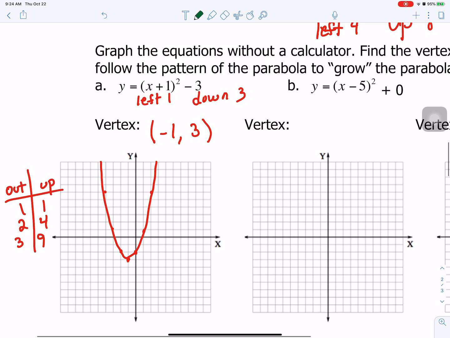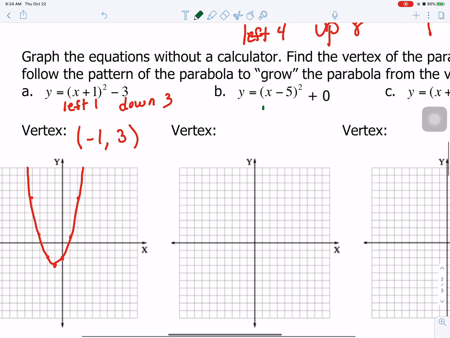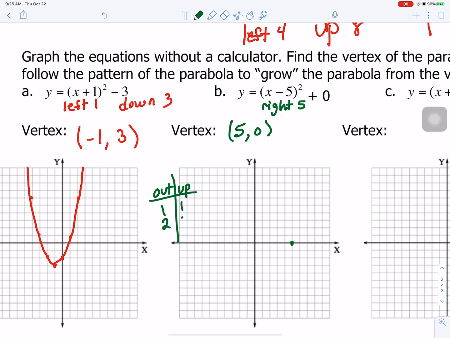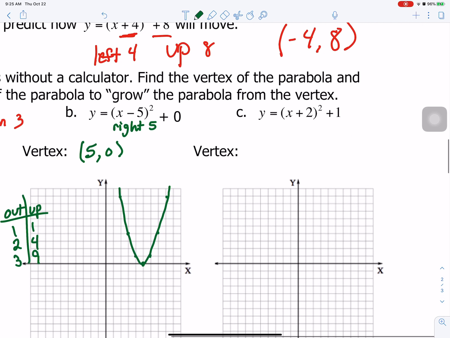Our next one, inside where it's squared, this would be right 5. And that +0 does nothing. So when I'm putting this in, it's going to be 5, 0. And then from here, I'm still using that same out and up chart. 1, 1, 2, 4, 3, 9. And then drawing in my new graph. It's actually faster than typing it into a graphing calculator, looking at the table of values to make sure you're accurately graphing them.